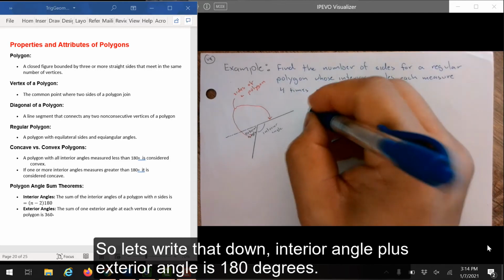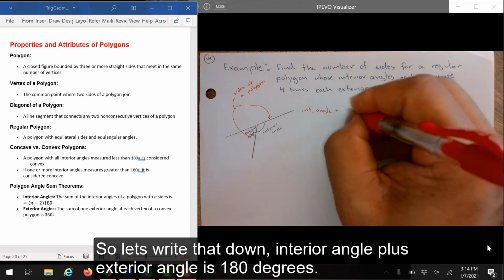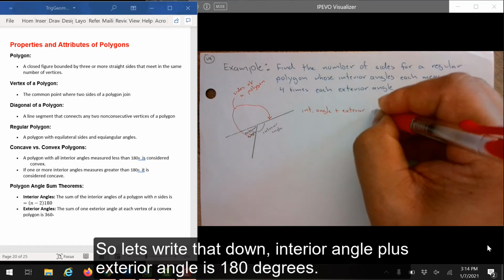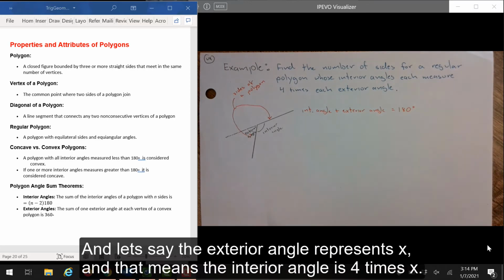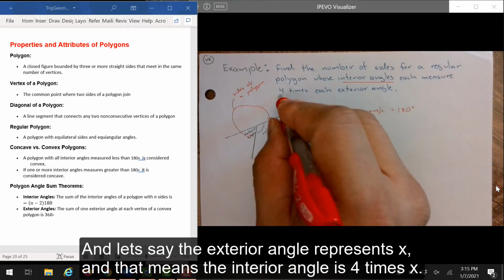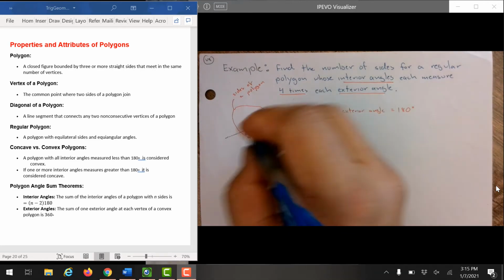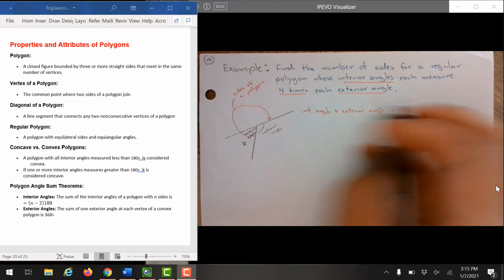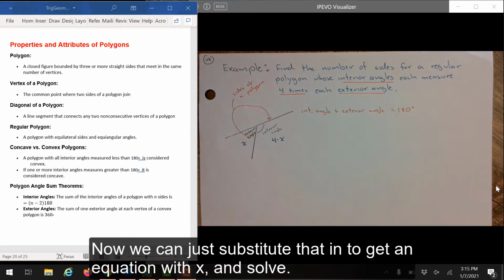So let's write that down. Interior angle plus exterior angle is 180 degrees. And let's say the exterior angle represents x. And that means the interior angle is 4 times x. Now we can just substitute that in to get an equation with x and solve.